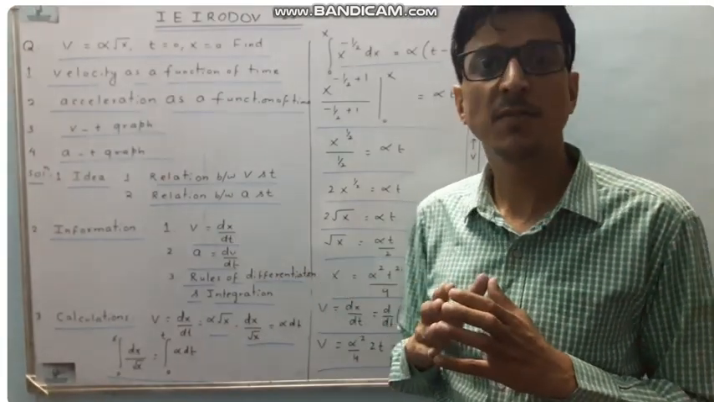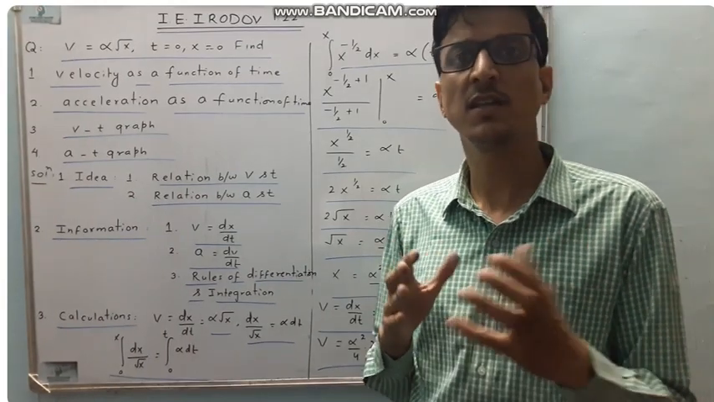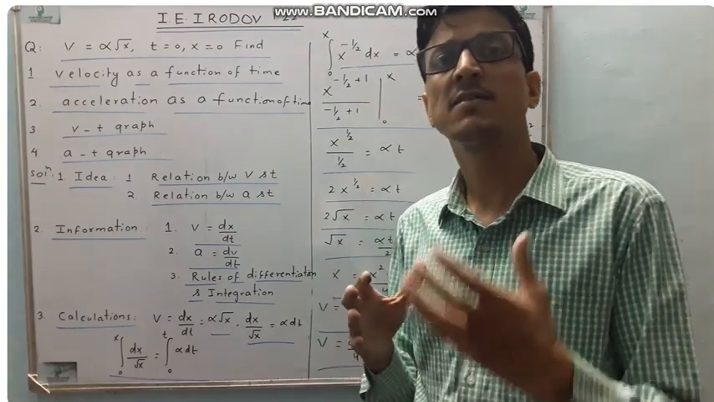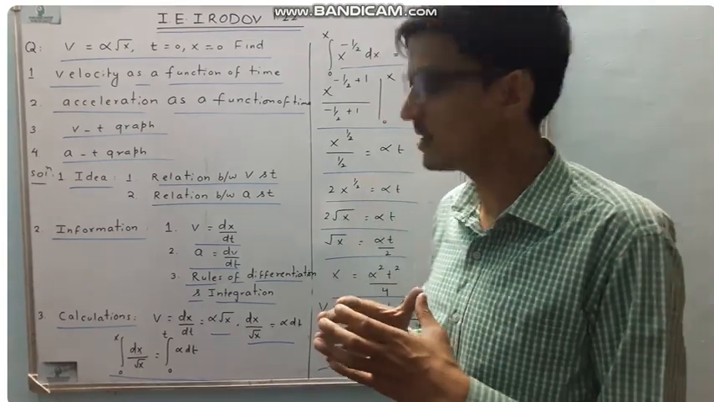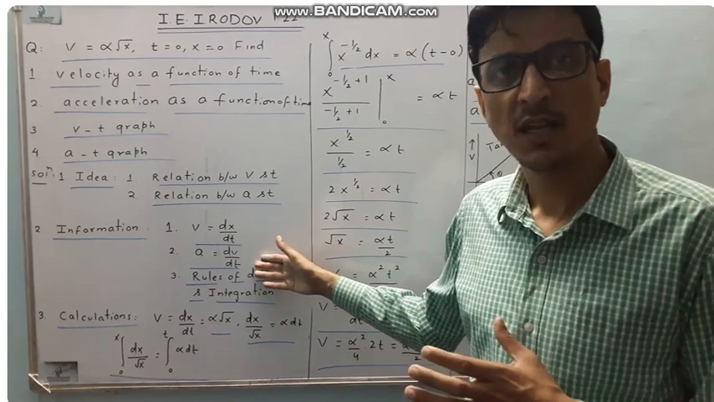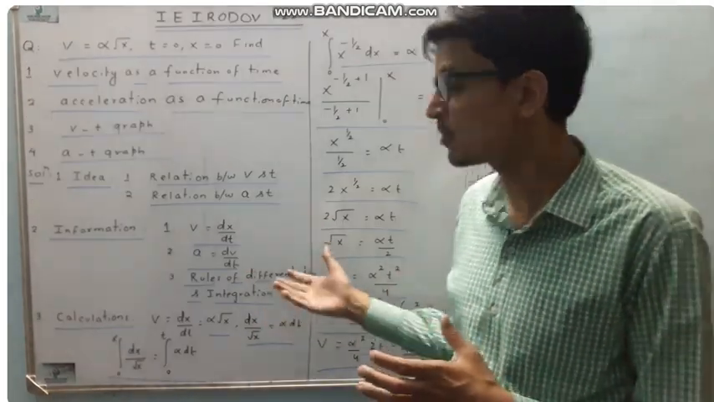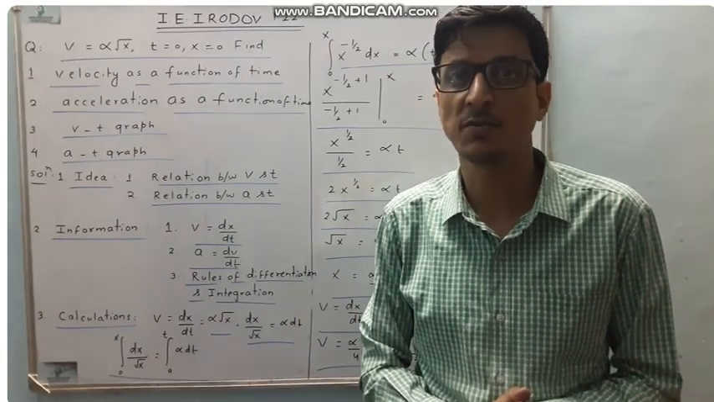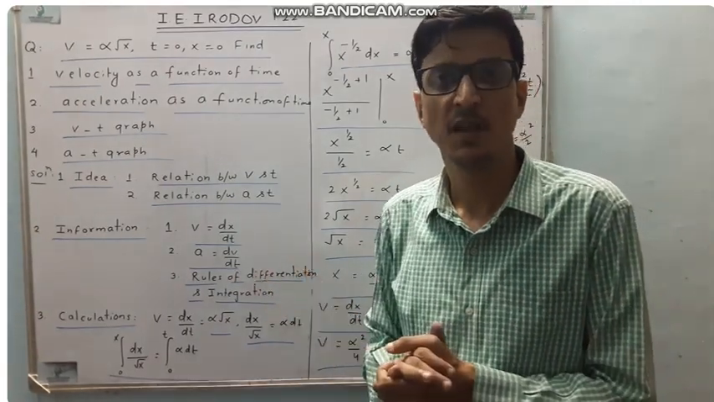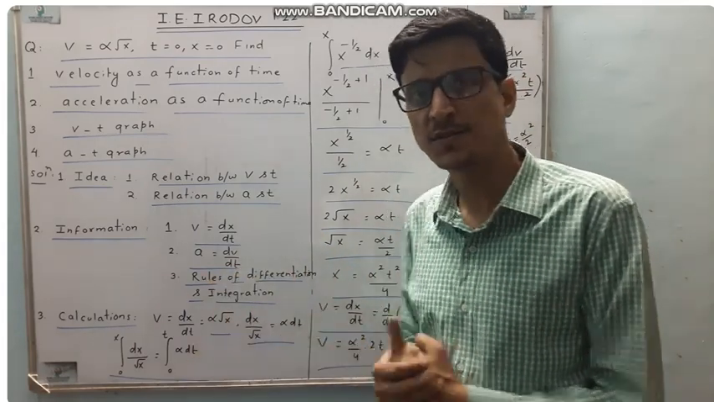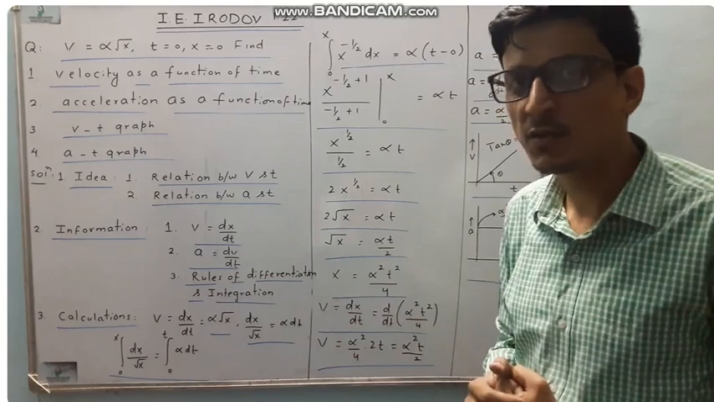The next part is information. We know that the relation between velocity and coordinate is v = dx/dt, and between acceleration and velocity is a = dv/dt. So these relations we get. And because we are using differentiation, we must know the rules of differentiation and integration also, because these will be needed. If you are able to retrieve this information from your mind, then you can solve the questions. Now let's move on to the calculations.